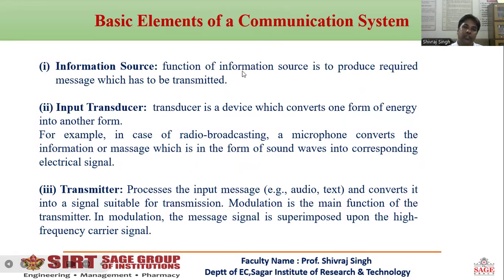Information source: the function of the information source is to provide the required message signal which is to be transmitted. Next, input transducer. A transducer is a device which converts one form of energy to another form of energy. In the communication system, we use a microphone. A microphone converts the sound signal into an electrical signal. Next, transmitter. The transmitter processes the input message in the form of audio, text, etc. and converts it into a signal suitable for transmission.